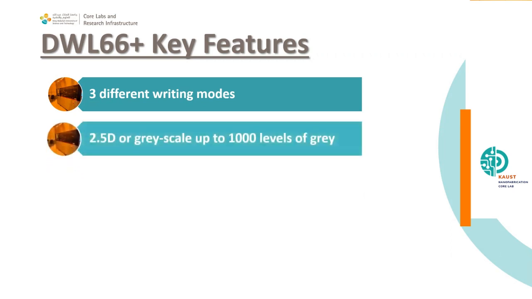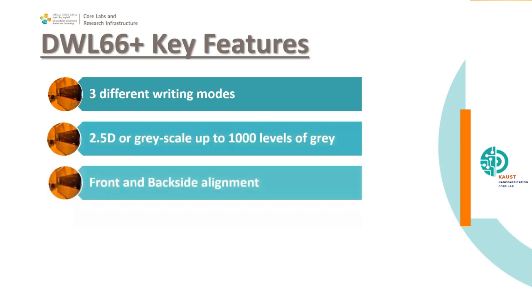The second thing that it has, very important, is that with this tool, we can perform 2.5D or gray-scale photolithography up to 1,000 levels of gray. So this is a feature that we did not have before. And also the tool is capable of doing alignment. With the previous one, we were doing only single layer. In this tool, we can perform one layer onto another layer and do the alignment on the front side, but also on the back side, using the back side of the wafer or of the substrate.